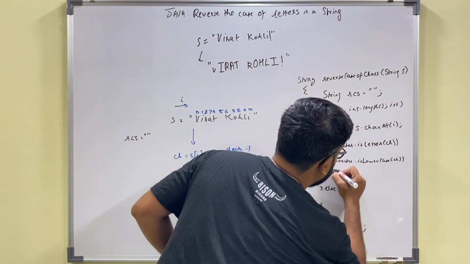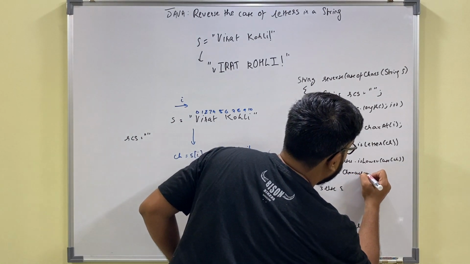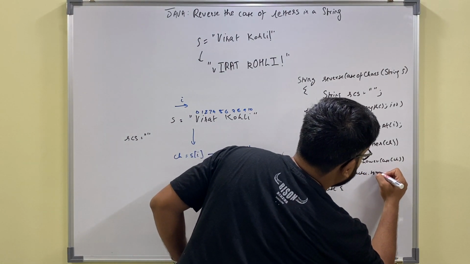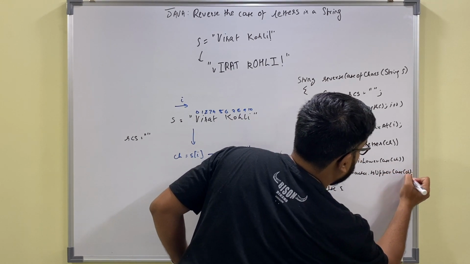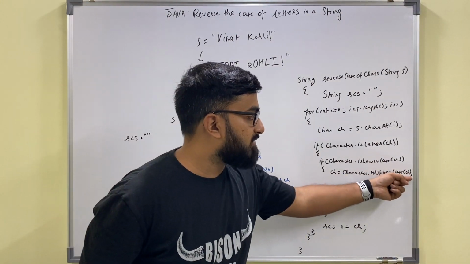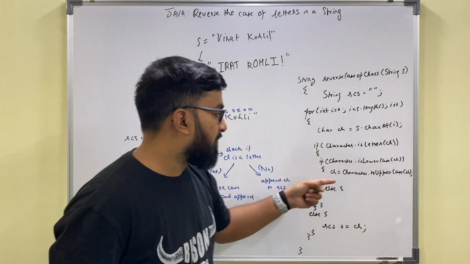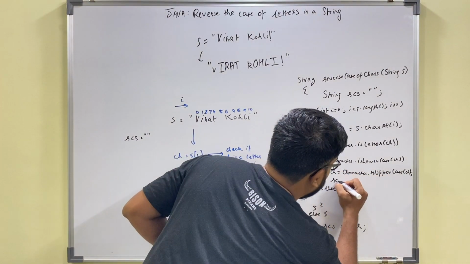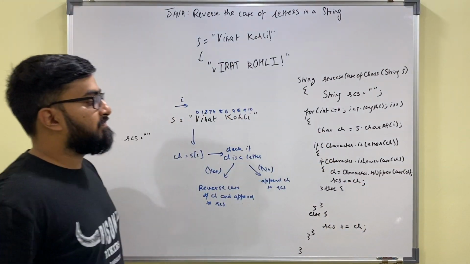So I can say ch is Character.toUpperCase, again a function in the Character class, and pass ch. toUpperCase is a static function in the Character class that takes a character, converts it to uppercase, and returns it. So ch now becomes uppercase, and then we add it to RCS. RCS plus equal to ch.